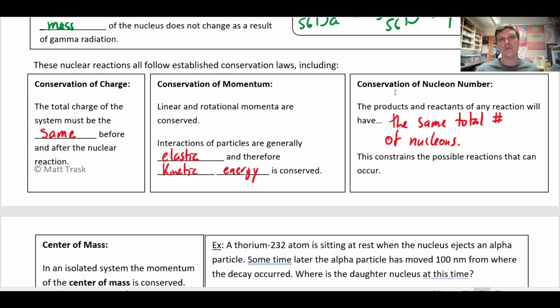Essentially, we're not going to destroy our nucleons. We might transform them, but that's it. And so this constrains the number of possible reactions that can occur. Not every possible decay is possible for each given nucleus.